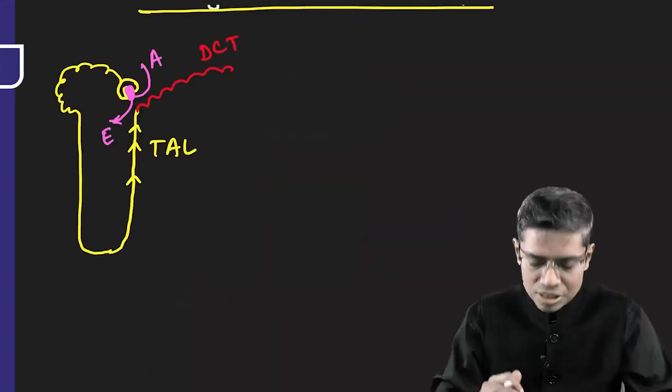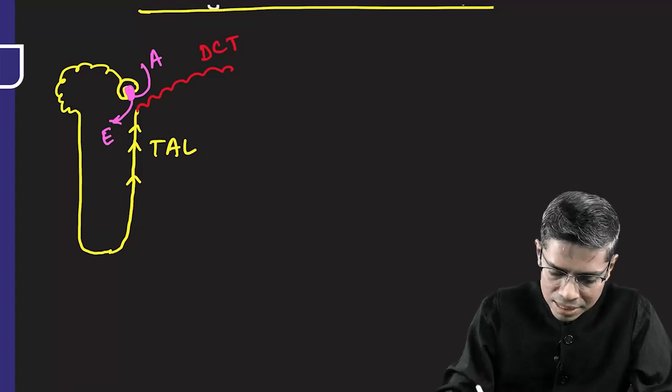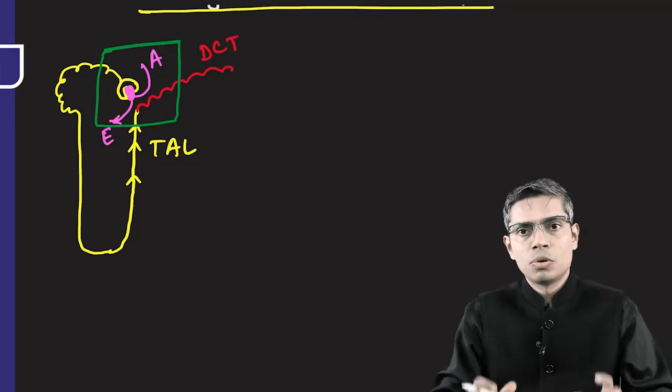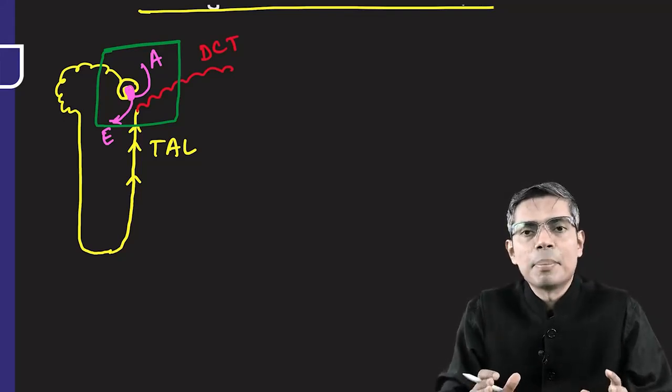What I am saying here is that the Bowman's capsule along with the glomerular capillary always comes in contact with the TAL and DCT junction, that is the thick ascending limb of loop of Henle and DCT junction. At this junctional point, there are certain structures. So in this area, there are certain structures which form the JG apparatus.